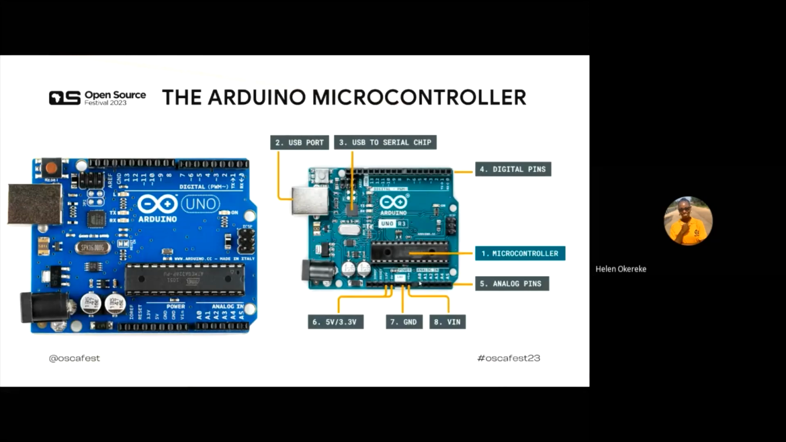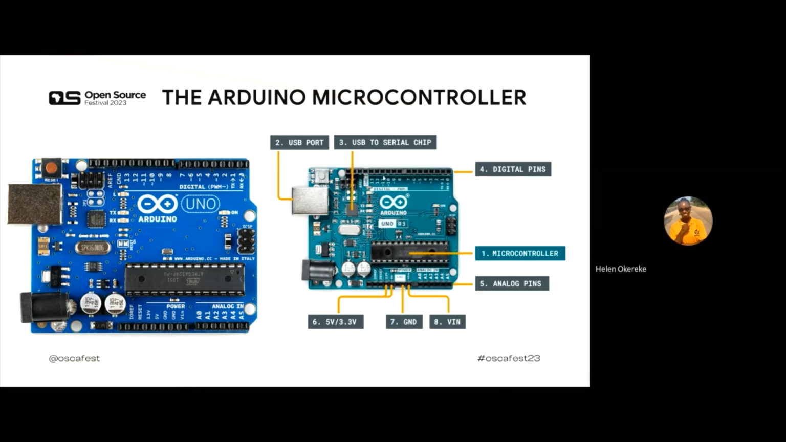So from A0 to A5, they are called the analog pins, and they accept a continuous stream of data. Now, I know in these digital pins, you can see something. There is a sign here. I don't know if you can see that.